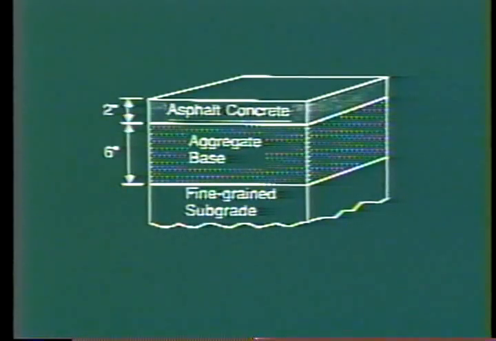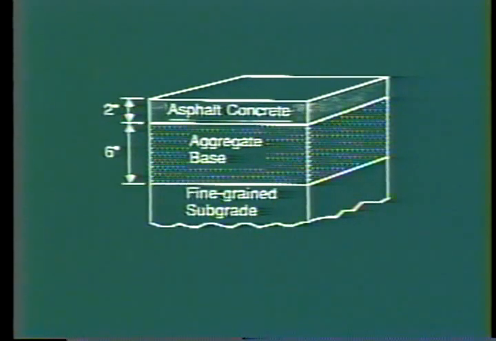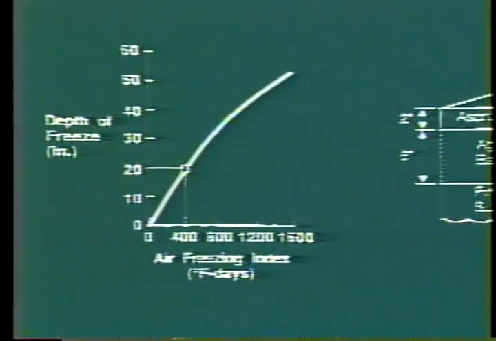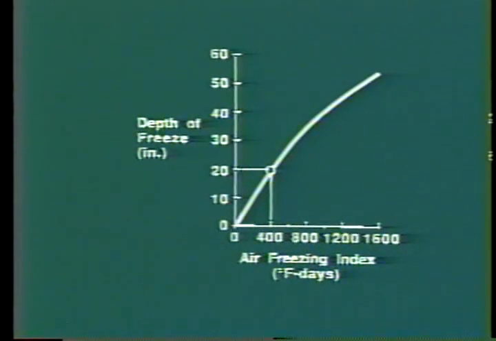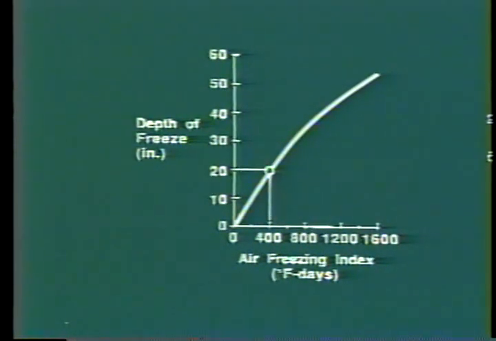The significance of the freezing index is shown here for a thin, flexible pavement, as shown on the right. The plot on the left, of freezing depth versus the freezing index, shows that a freezing index of 400 degree Fahrenheit days results in an estimated freezing depth of about 20 inches.